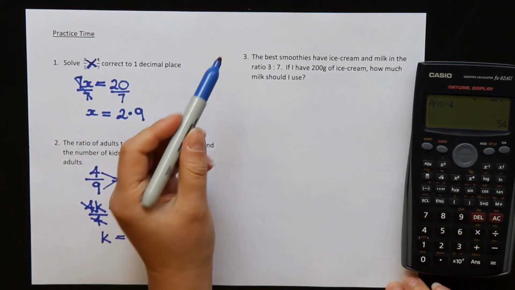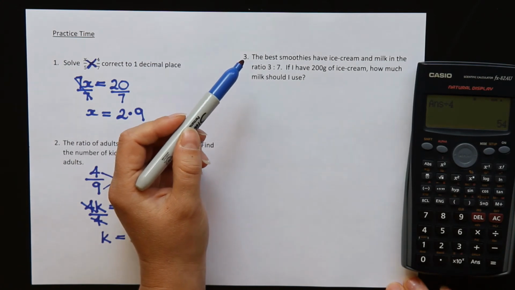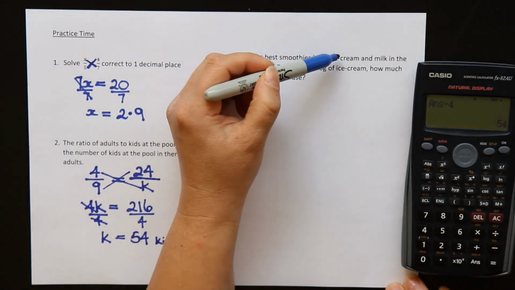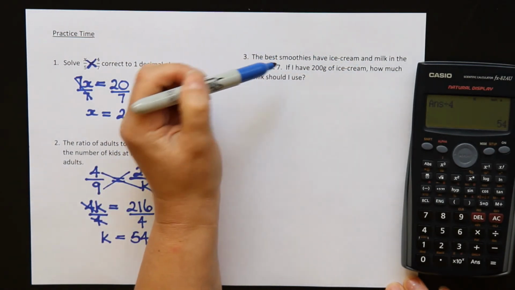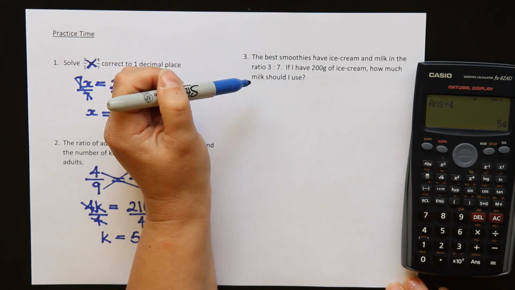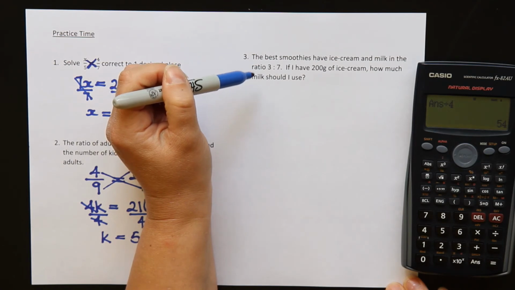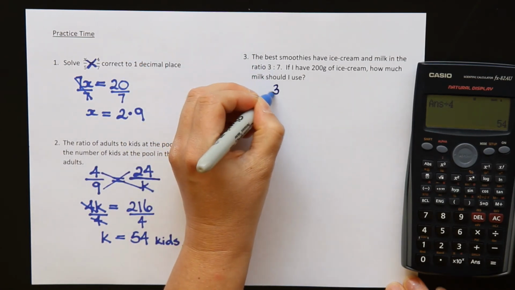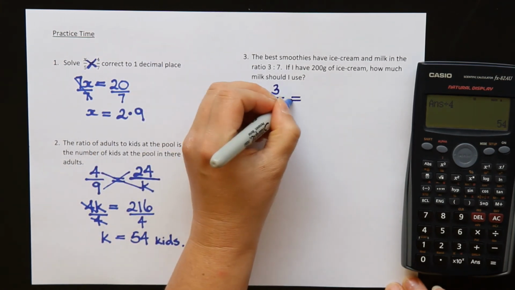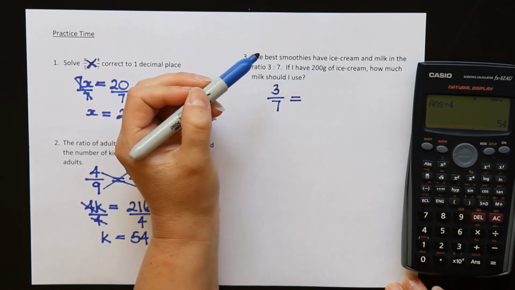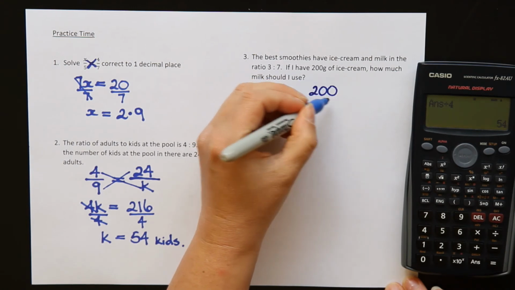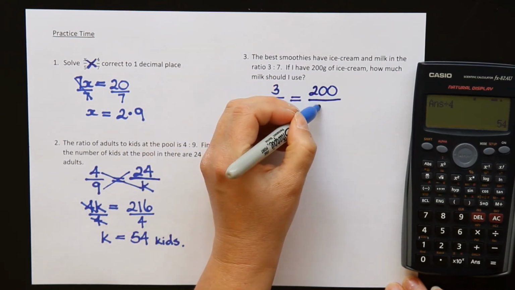Question 3. The best smoothies have ice cream and milk in the ratio 3 to 7. So that means the 3 is the ice cream and the milk is the 7. If I have 200 grams of ice cream, how much milk should I use? Let's write it as a fraction. 3 over 7 was my original ratio. Now I have 200 grams of ice cream. Ice cream was the top number, so that's going to go on the top. And on the bottom is how much milk.